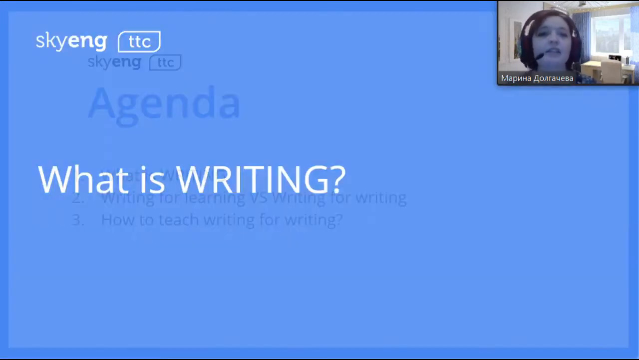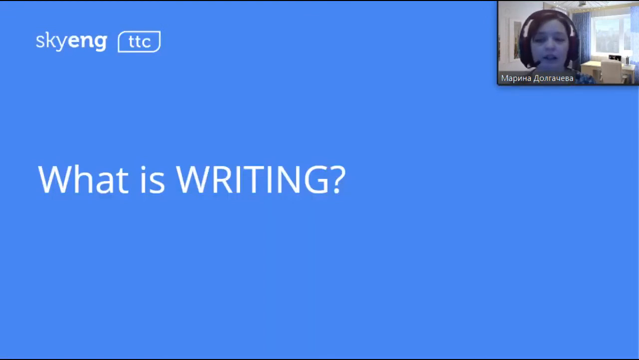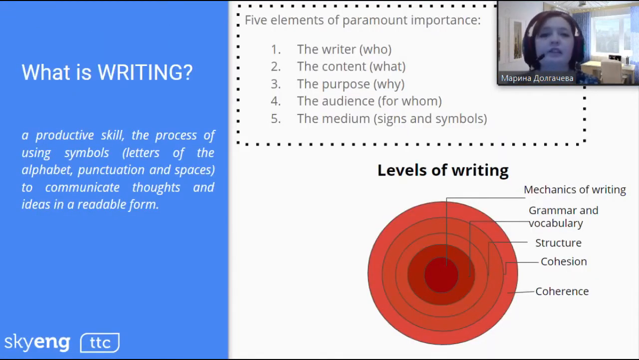So what is writing exactly? That is a productive skill, obviously, and that is a process of using different symbols. It depends on the piece of writing, on the type of writing we have. It can be letters of the alphabet, punctuation, spaces, but all those things serve one aim, one purpose, that is to communicate thoughts and ideas in a readable form.